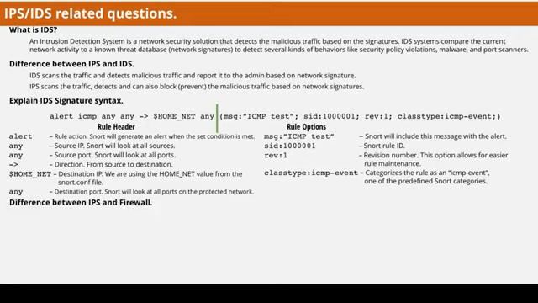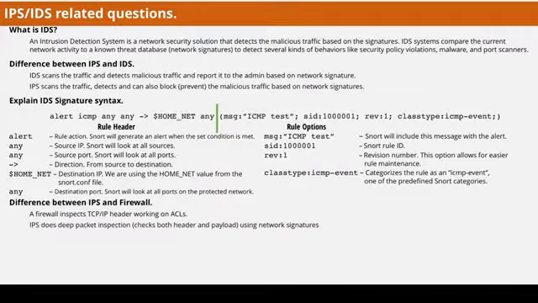Difference between IPS and firewall. A firewall inspects TCP/IP header and it works on access control list. Whereas IPS does deep packet inspection, that is, checks both TCP header and the payload using network signatures.